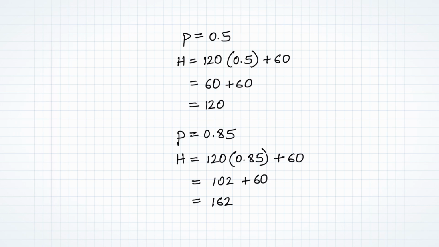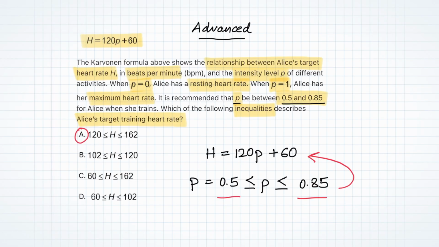Now we put those together. That means Alice's target heart rate, H, is between 120 and 162. So the correct inequality is 120 is less than or equal to H, which is less than or equal to 162. That's the right answer, and it matches option A. That's the answer, and that's it.